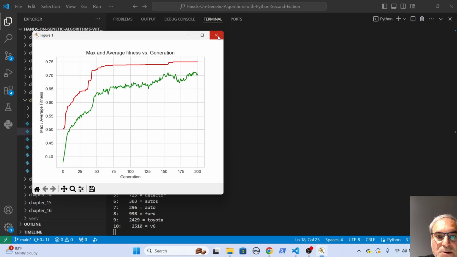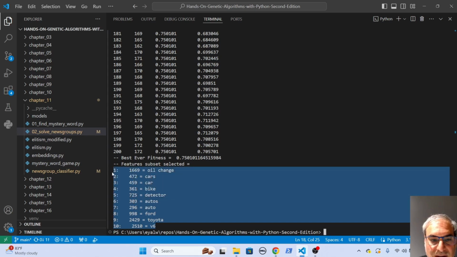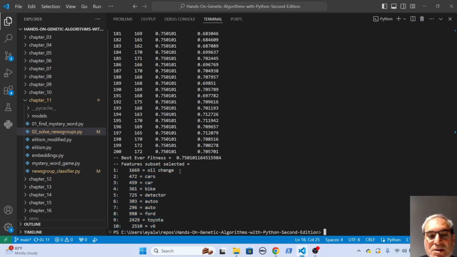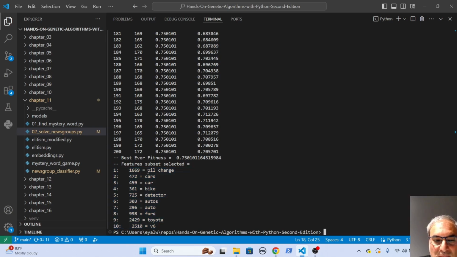So what we see here, we got 75%, which is very close to the previous one, and this time we can recognize all these words, and these are basically the 10 words that we use to distinguish between the motorcycle group and the car group, and what we see here makes a lot of sense. So not only do we have a very small subset that we can use, but it gives us some sort of insight into how we can classify and distinguish between those groups.